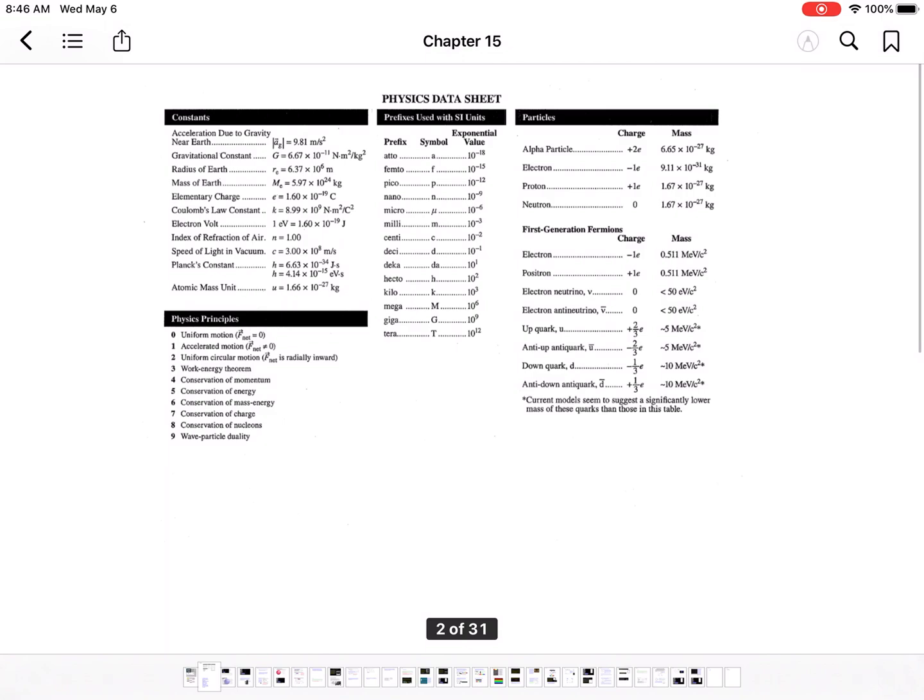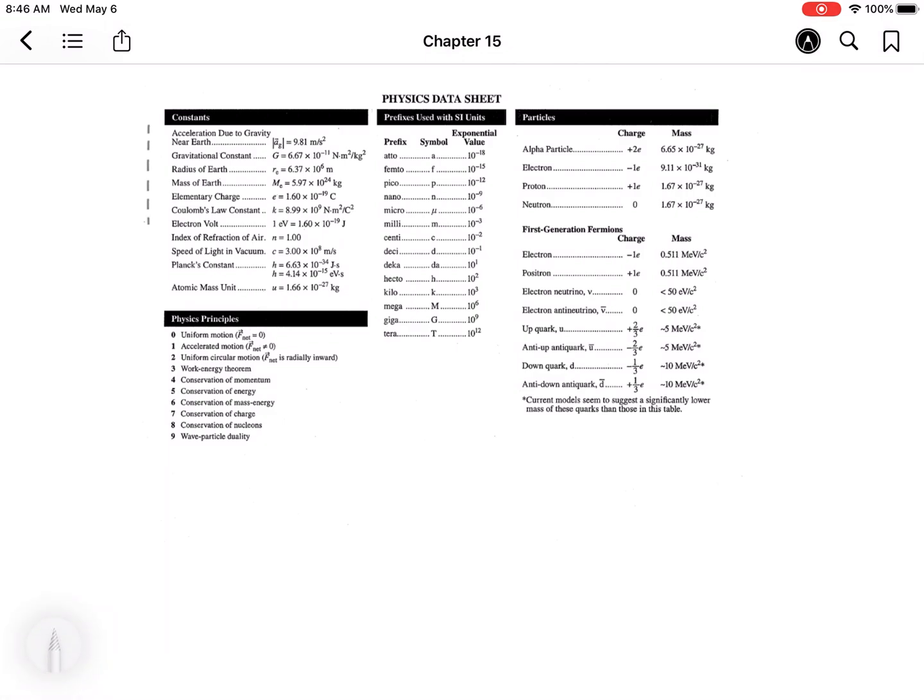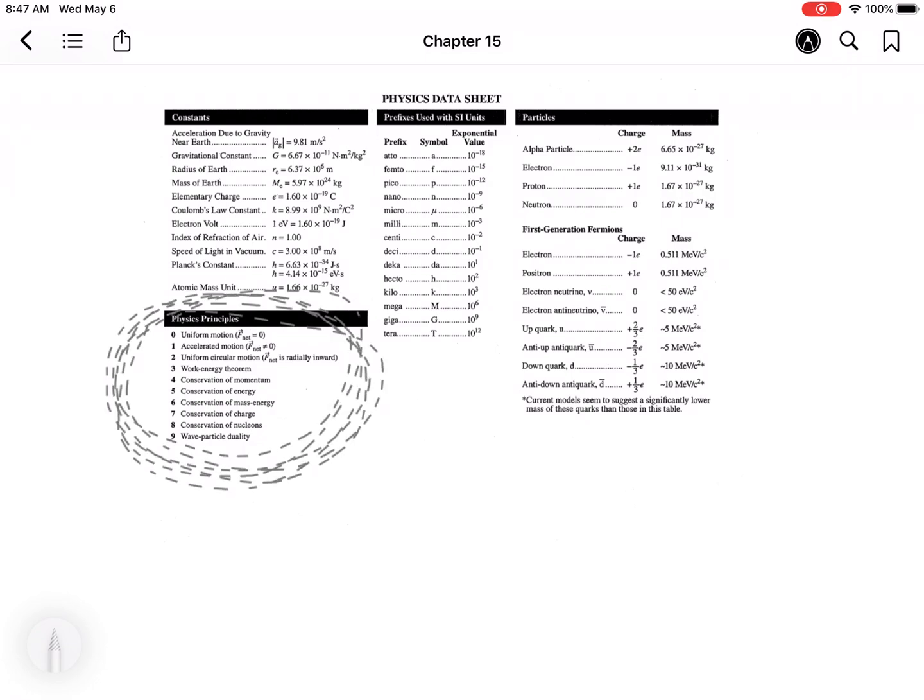We've also done this. I don't think we've done all of these. We haven't done the atomic mass unit. That's in the last chapter. We've done Planck's constant, speed of light, index of refraction, electron volt, Coulomb's law. We've done all of those. We still have this to do, but that's not until Chapter 16, I believe. We haven't looked into these yet. These are going to be Chapters 16 and 17 as well. We've also done all of this. These are the main principles that if you understand all of these, you really understand Physics 20 and Physics 30.